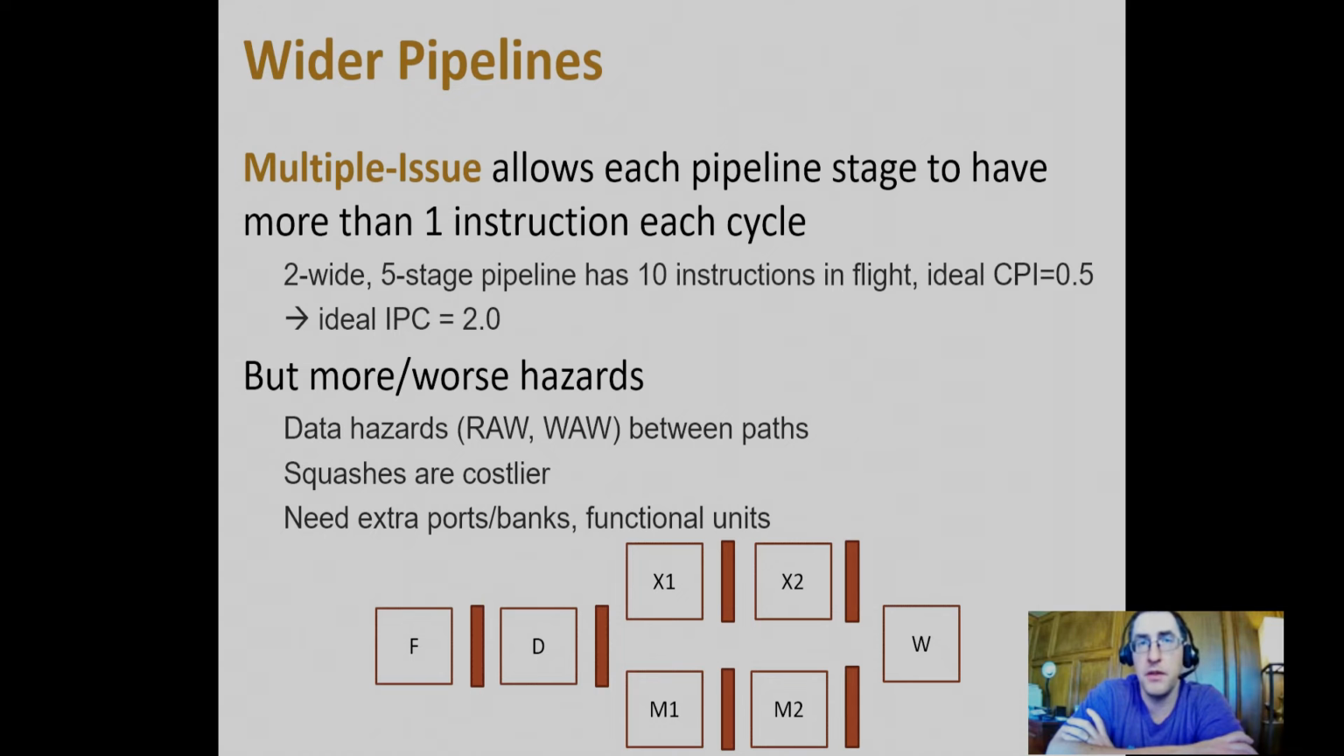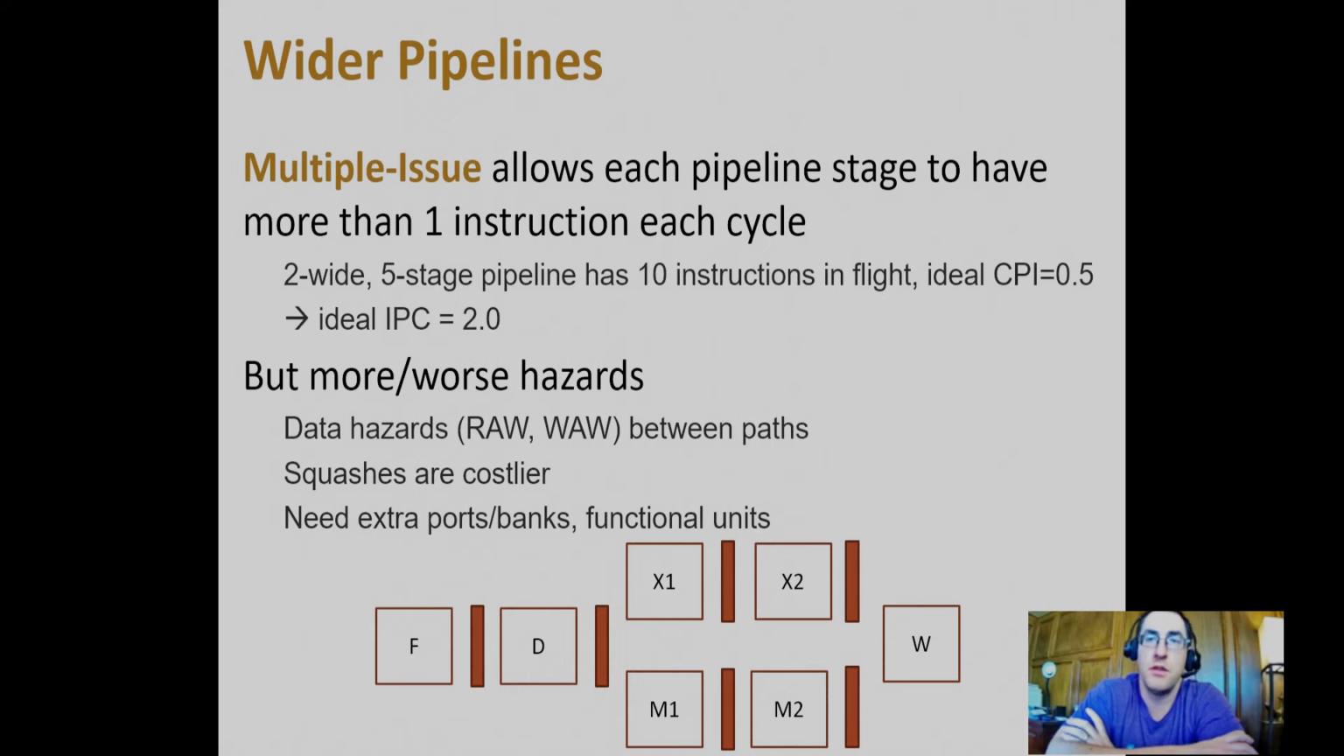As an example here, a 2-wide, double-wide, 5-stage pipeline has 10 instructions in flight when it's full. So it's having more instruction level parallelism going at a time. And its ideal cycles per instruction is now 0.5, because in the ideal scenario where it doesn't have any stalls or squashes, every cycle it can complete 2 instructions in the write back stage.